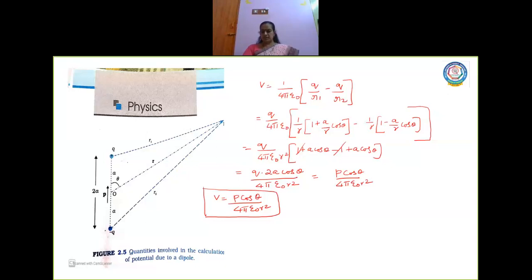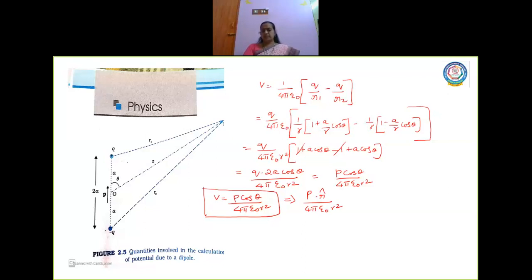Now this is just a scalar quantity, and if I have a unit vector with respect to the position vector, I will write this equation as p dot r vector by 4 pi epsilon naught r square. Is it clear? Now I am going to discuss three important cases here.